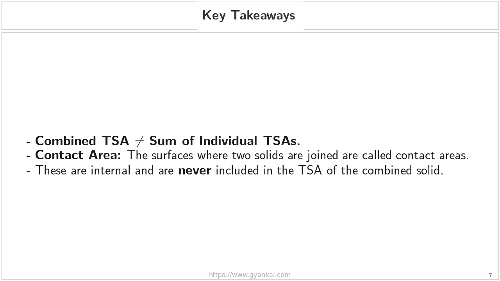Next, let's revisit the term contact area. As we used in our example with the toy, the contact area refers to those specific surfaces where two solids are joined together. Because these surfaces are pressed against each other, they become internal. Therefore, they are never, under any circumstances, included in the calculation of the total surface area of the combined solid.